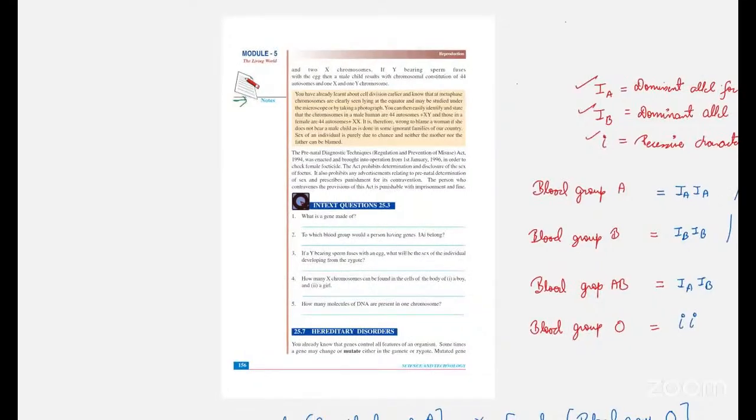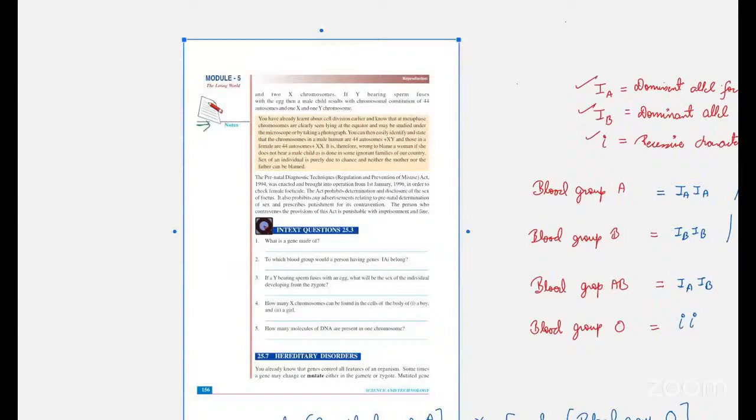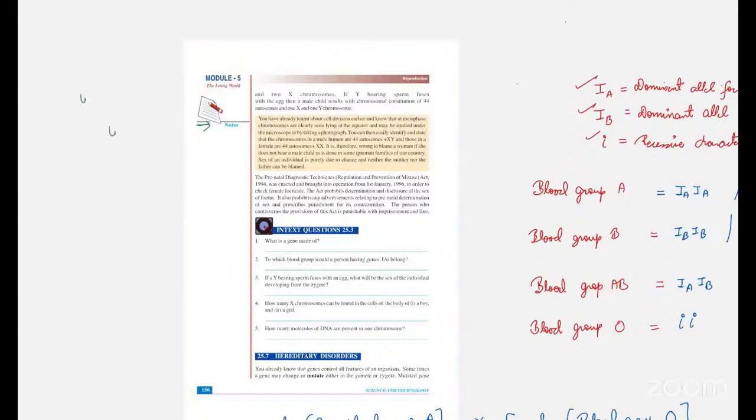So, I told you before also that if a person has 44 plus XY or XX, okay, anything we can write. So 44 is autosomes. You can write it one more time if you forgot. It is called autosomes. They do not have any role regarding the determination of sex, I mean the gender. They just have the blueprint of a body.